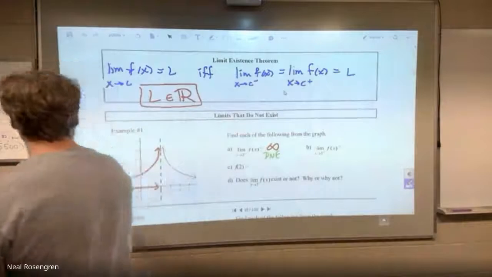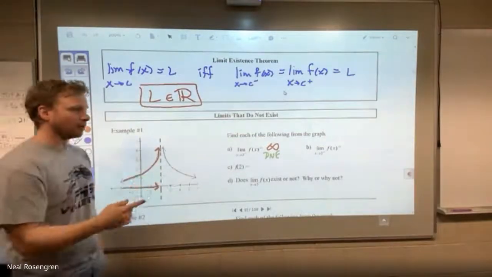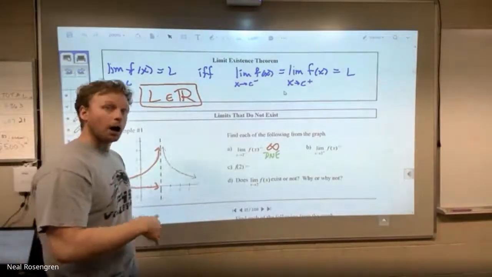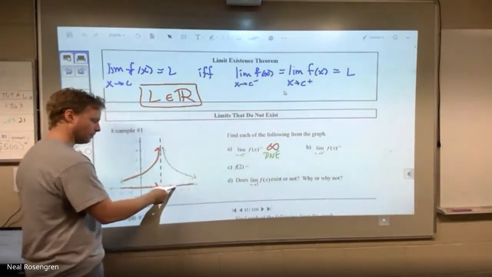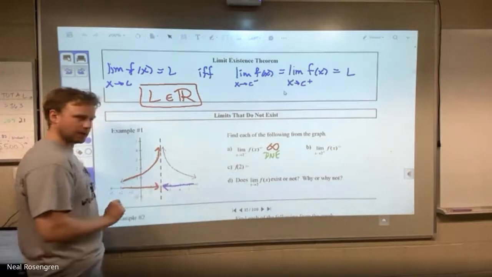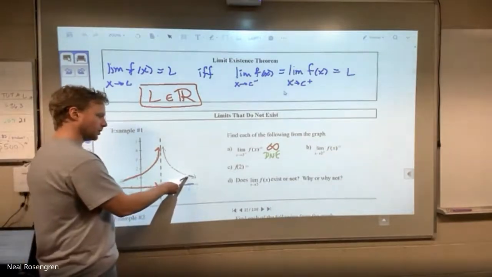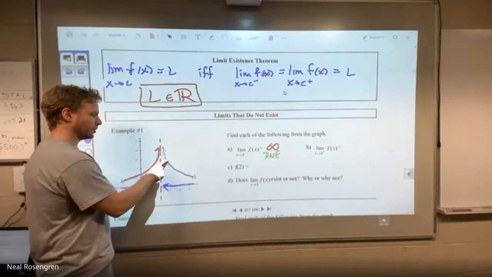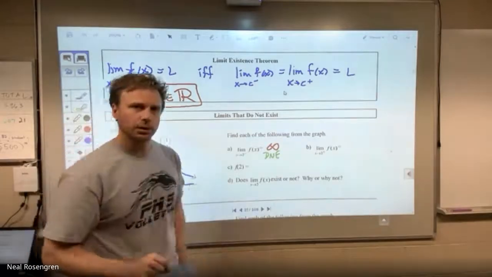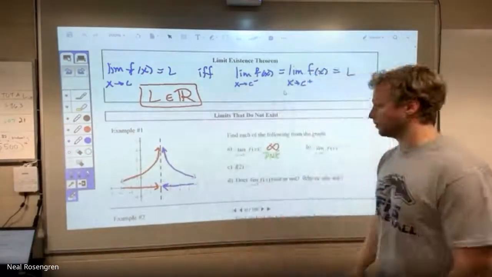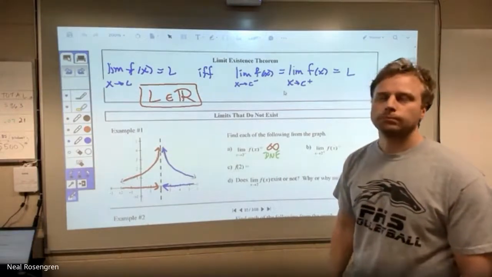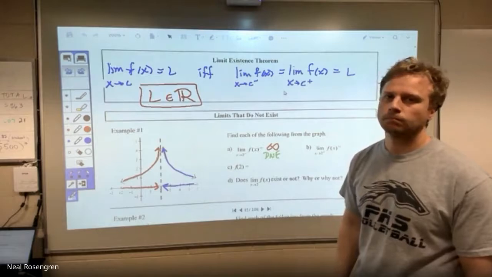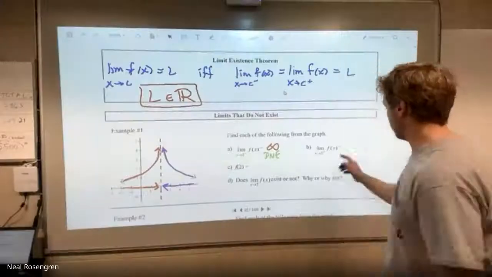Okay, then let's do the same thing for part B, the limit of f of x as x approaches 2 from the right. So I'm going this way now. That's kind of my thinking. But really what I do is I track myself along the function and I think about what direction I'm heading. So what would you say there? Infinity. Also infinity, yeah, absolutely, perfect.